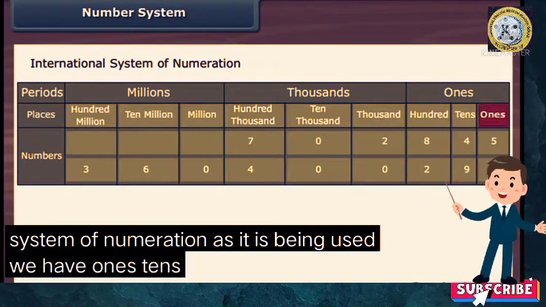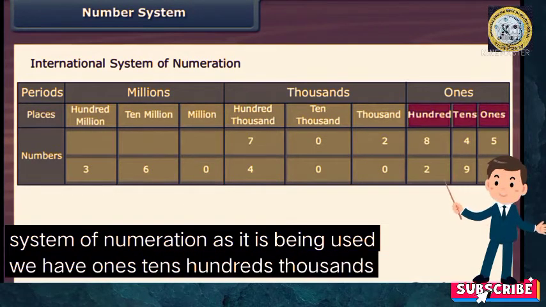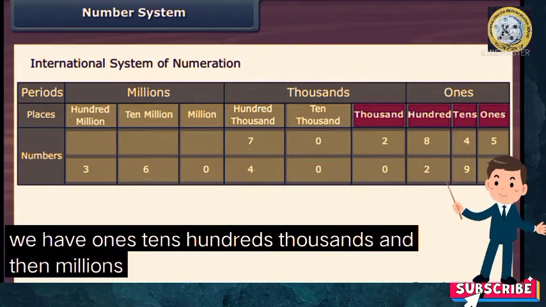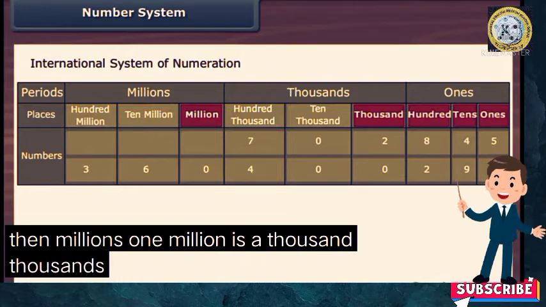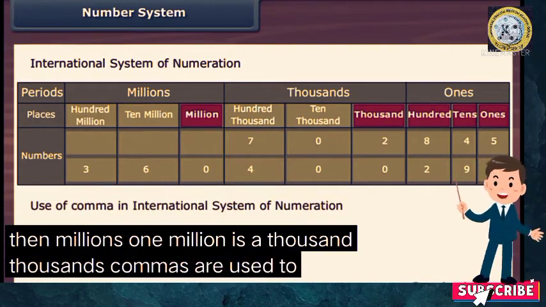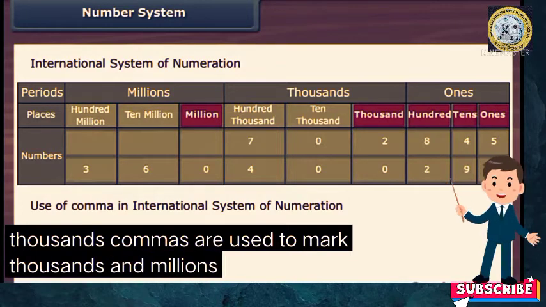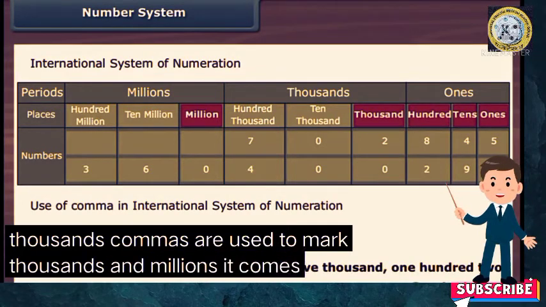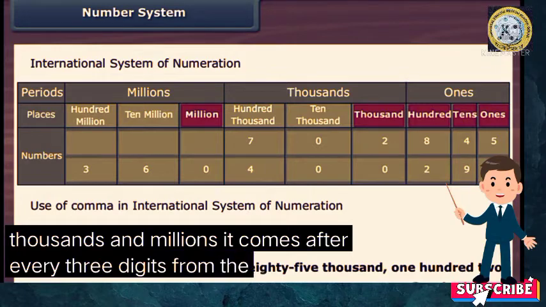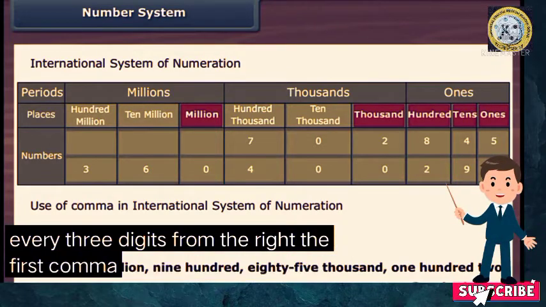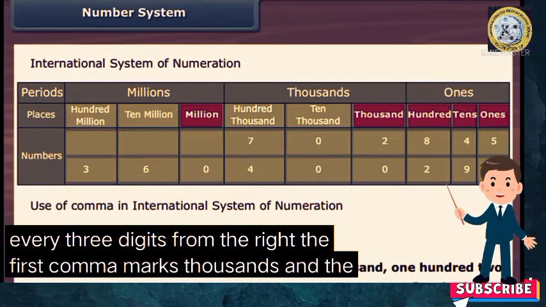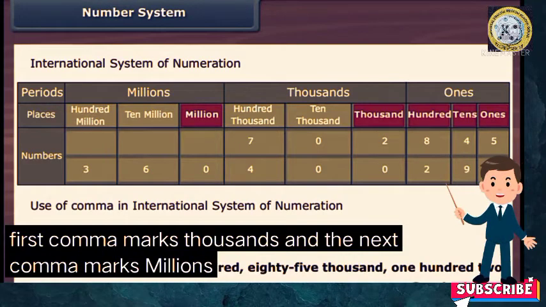In the international system of numeration, we have ones, tens, hundreds, thousands and then millions. 1 million is 1,000 thousands. Commas are used to mark thousands and millions. A comma comes after every 3 digits from the right. The first comma marks thousands and the next comma marks millions.